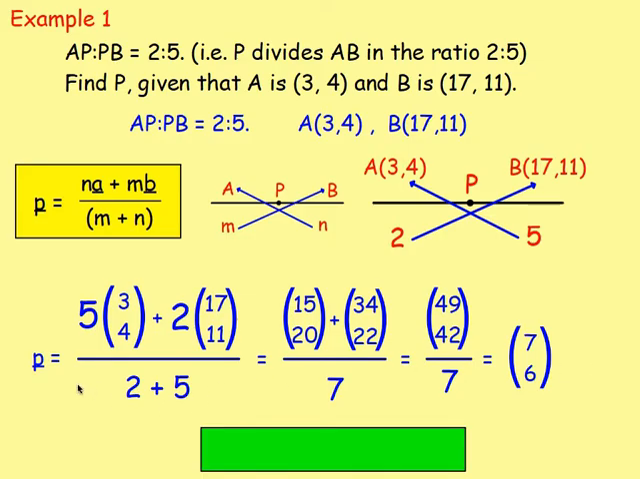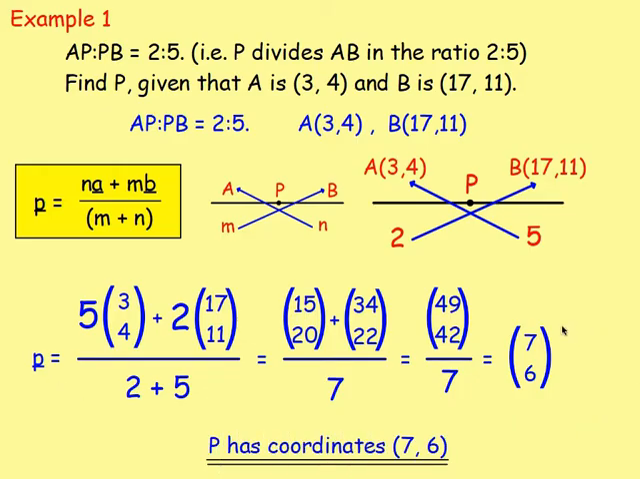That is the position vector for point P. So from the origin to get to P, you would have to go along 7, up 6. So really then, the coordinates would be (7, 6), and that would be your answer.